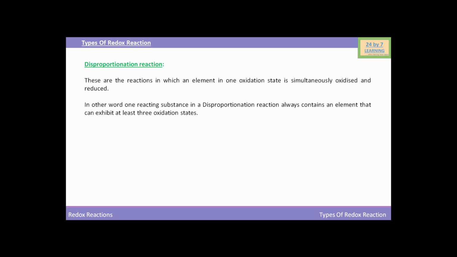Now come to the disproportionation reaction. These are reactions in which an element in one oxidation state is simultaneously oxidized and reduced. In other words, one reacting substance in a disproportionation reaction always contains an element that can exhibit at least 3 oxidation states. So here is an example for this.